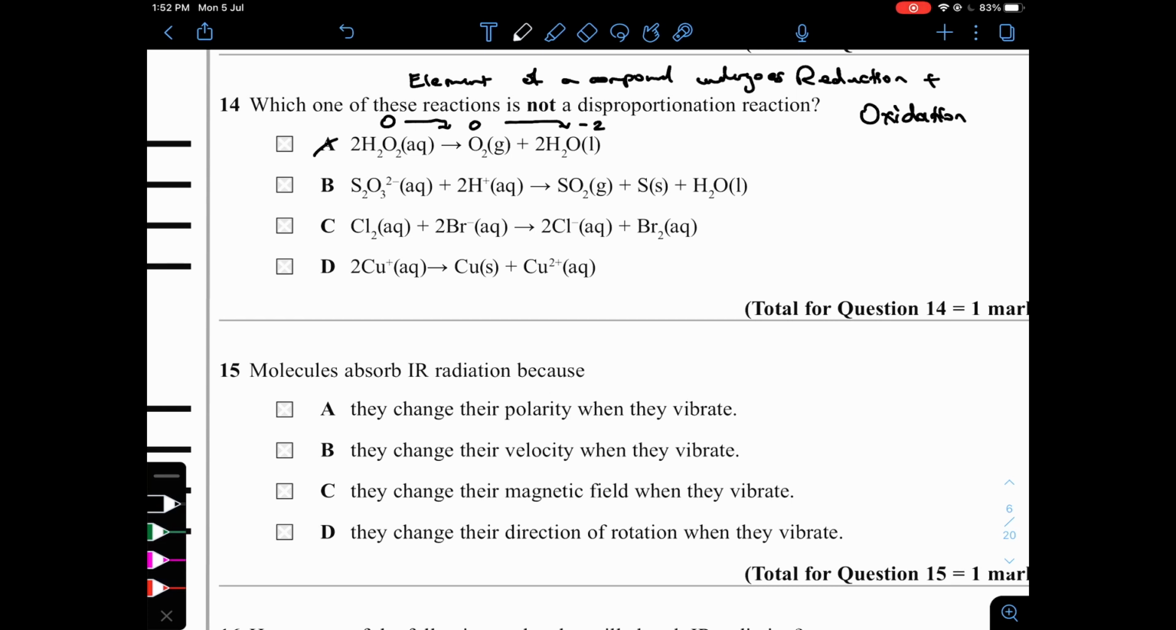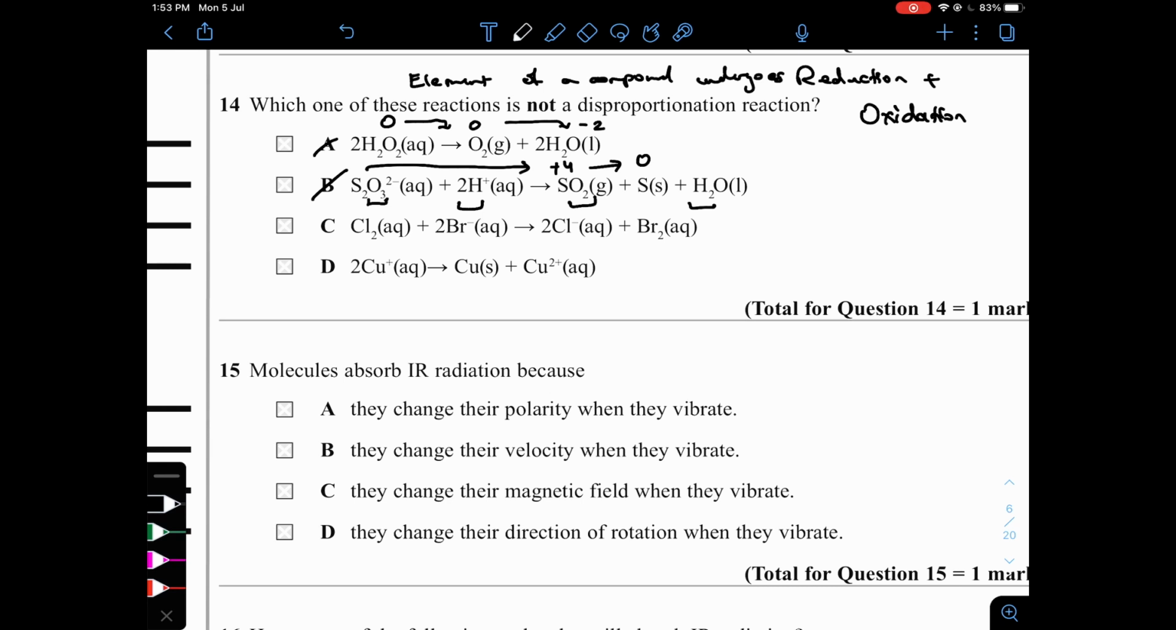Now let's look at B. Okay, so what's happening here? You can see that O3 has the same charge, 2-. This is also the same, so that's fine. Hydrogen is still H+, and this is also H+, that's fine. What about the sulfur though? Sulfur is +4 here, but it's 0 here, right? It goes from +4 to 0. So that means this is a disproportionation reaction. So B is out. What about C?